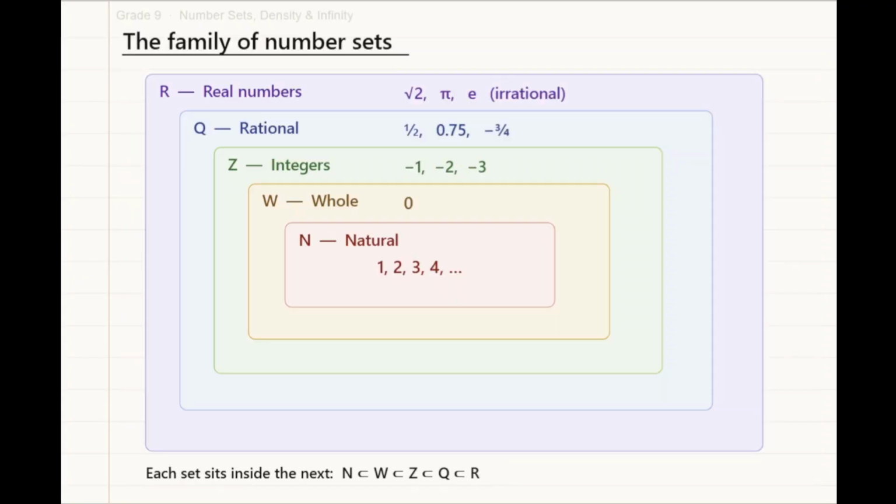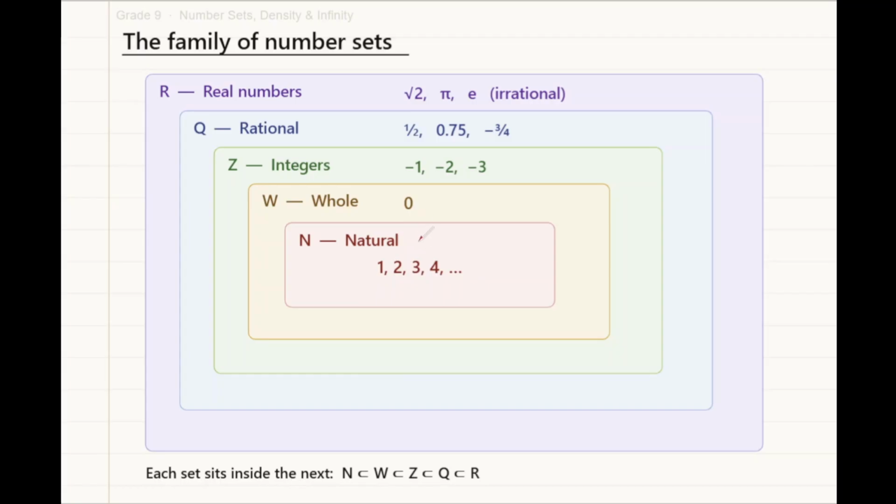Let's bring up this picture here. Now this is another way of representing the number families. Here you will see that the smaller box sits inside a bigger box, and that box sits inside another bigger box. Here the smallest box is the natural numbers. All the positive numbers, we call them natural numbers.